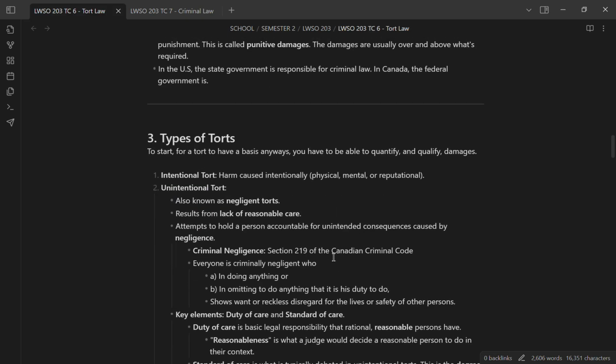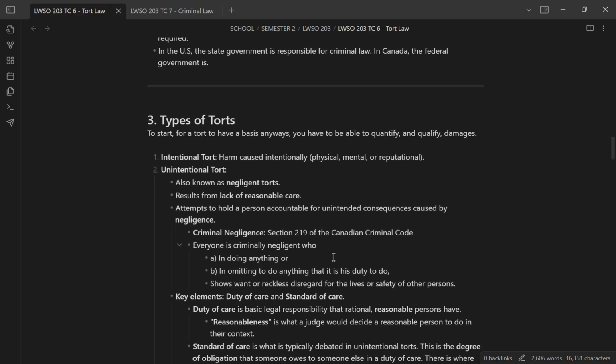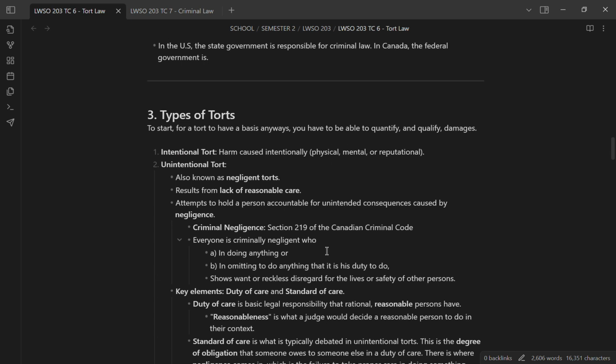Just before we get into more of it, to establish a basis for tort law, you have to be able to quantify and qualify damages. If there's no qualification for the damages, there's nothing substantial about the tort suit. It will be foregone. But to revisit that, intentional torts are harm caused intentionally, and you have to prove that.